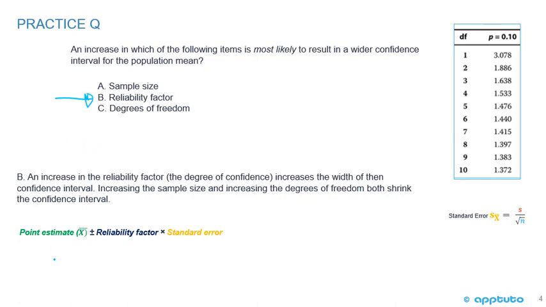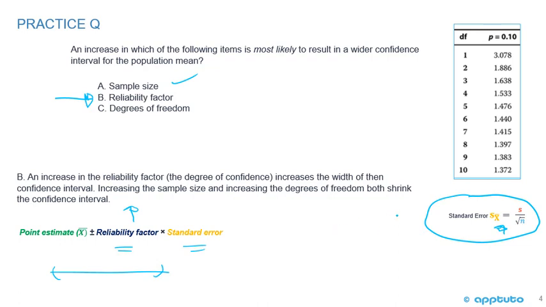Because remember the formula, it's the point estimate plus or minus the reliability factor times the standard error. So if you increase the reliability factor, you're going to have a wider confidence interval, a wider range, okay? So on the sample size, no, if you increase the sample size, remember here's the formula for standard error. If you increase the sample size, that's the denominator, you're going to increase the denominator, you're going to decrease the standard error, you're going to decrease the interval.